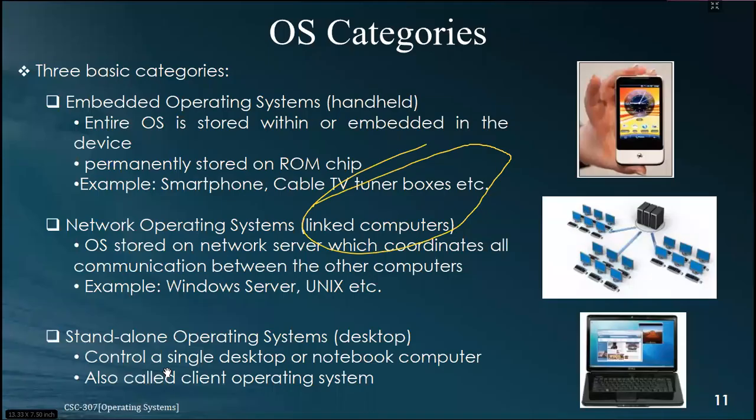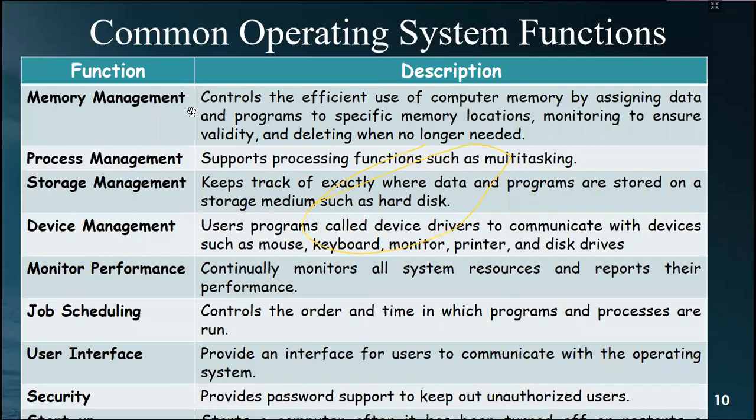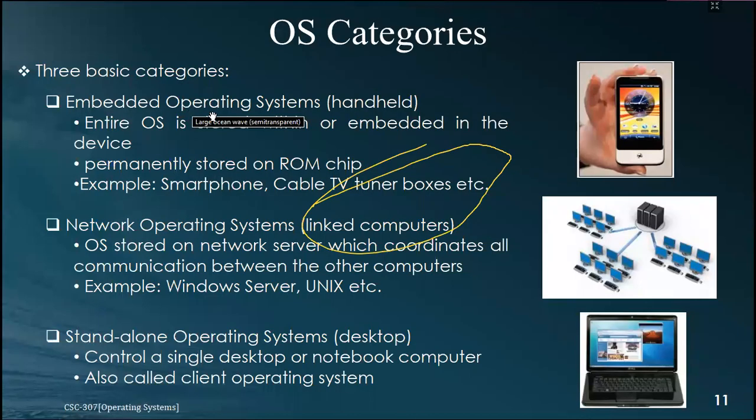Now, what are the three basic categories of operating system? We have three basic categories, but remember, all of these operating systems do the same tasks. They have the same functions. All of them do memory management, process management, storage management, and device management. The functions are the same, but they are different in terms of where they are used. For example, the first one is the embedded operating system.